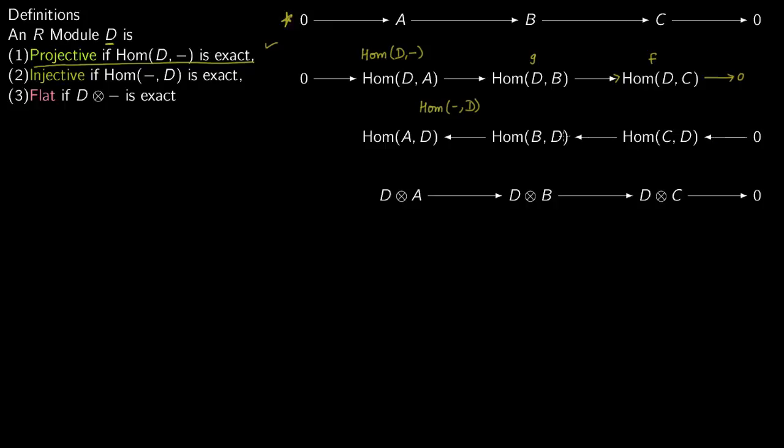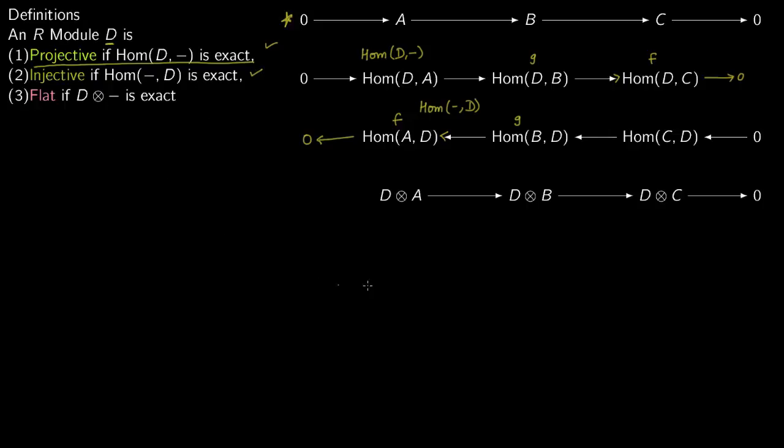So we want to make this exact. That means we want to put a 0 right here. To put a 0 right here, you have to make sure that this map becomes surjective. Becoming surjective means that, say there is a function f here, you should be able to lift this f to some g right here. So if you are able to lift this f to g right here, you have an injective D module. So this is what injective means.